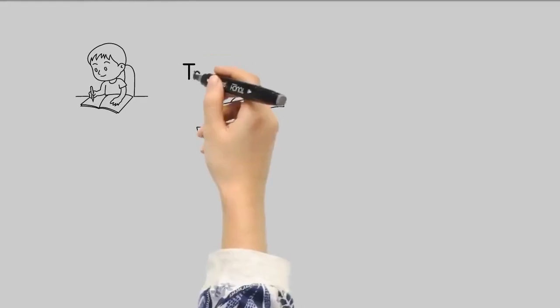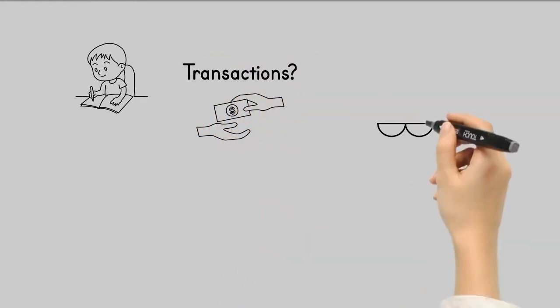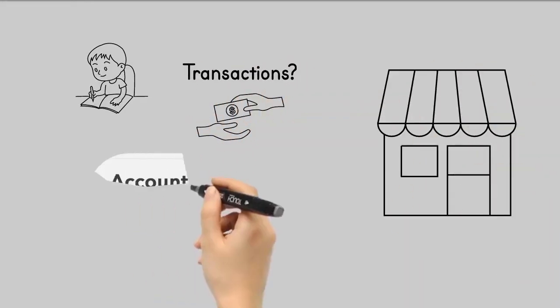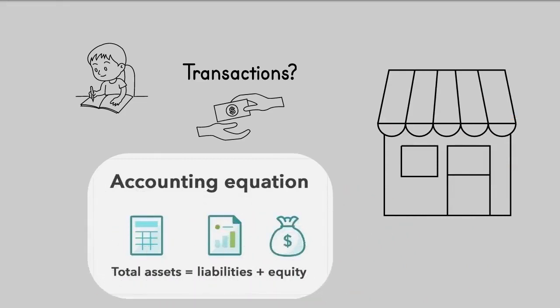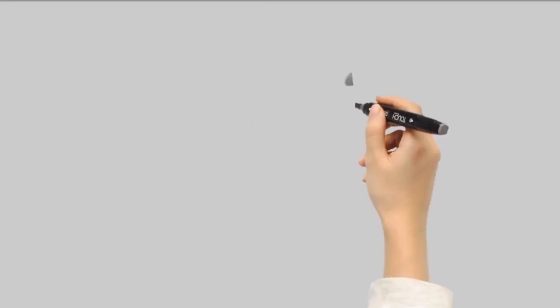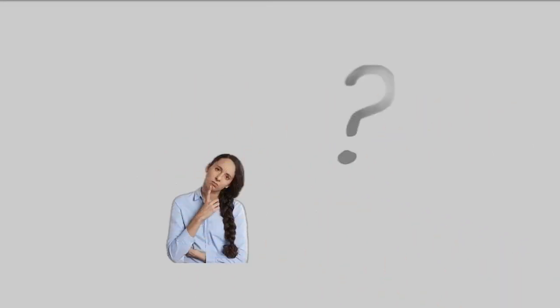In this lecture, we will learn about how businesses conduct transactions. How do these transactions affect the financial position of the business and the concept of accounting equations? Let's begin with understanding a transaction. What does a transaction mean?